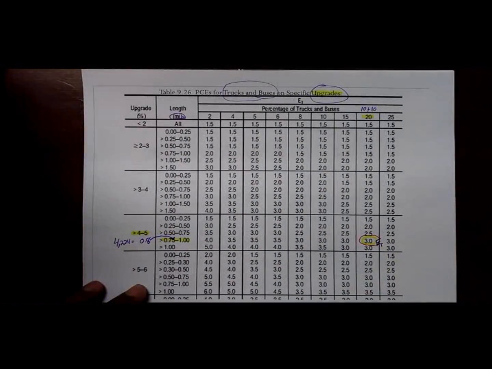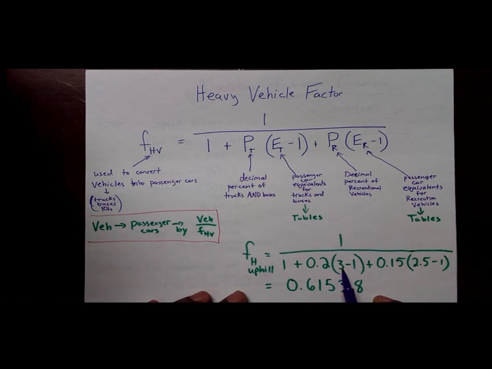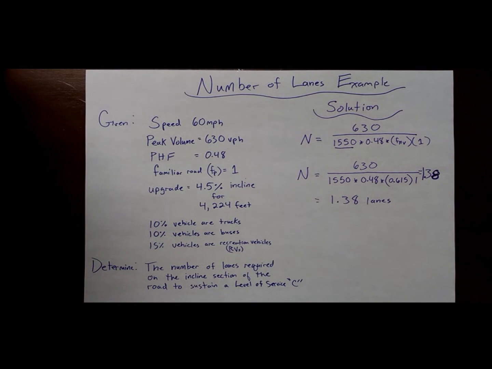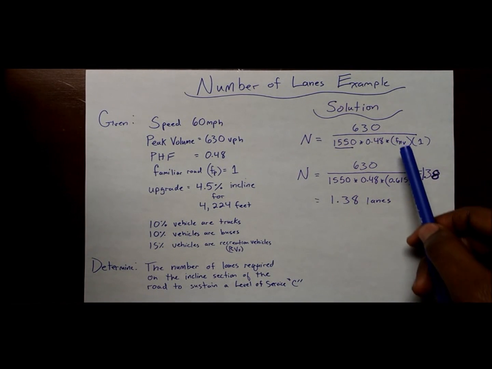And so we're going to be using a 3.0 for my E sub t. So here's a solution for going uphill. I put my equivalency factor for my trucks and buses here, equivalency factor for my RVs here, and my percentages, and I end up getting 0.61538, and I'll use that in the number of lanes equation. Here we are, just added that number, that 0.615, into the number of lanes equation.